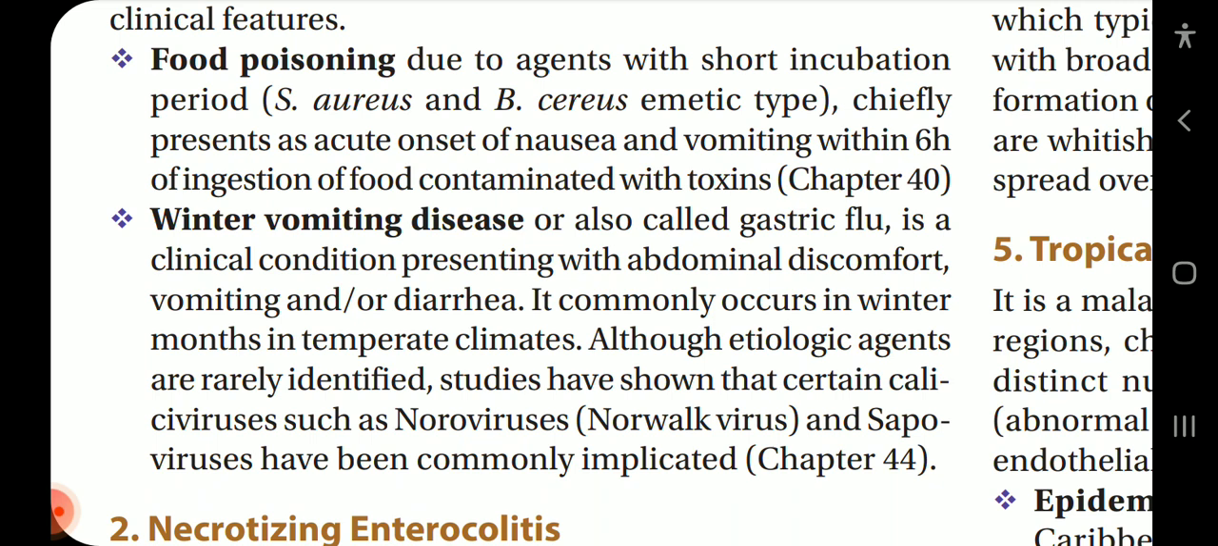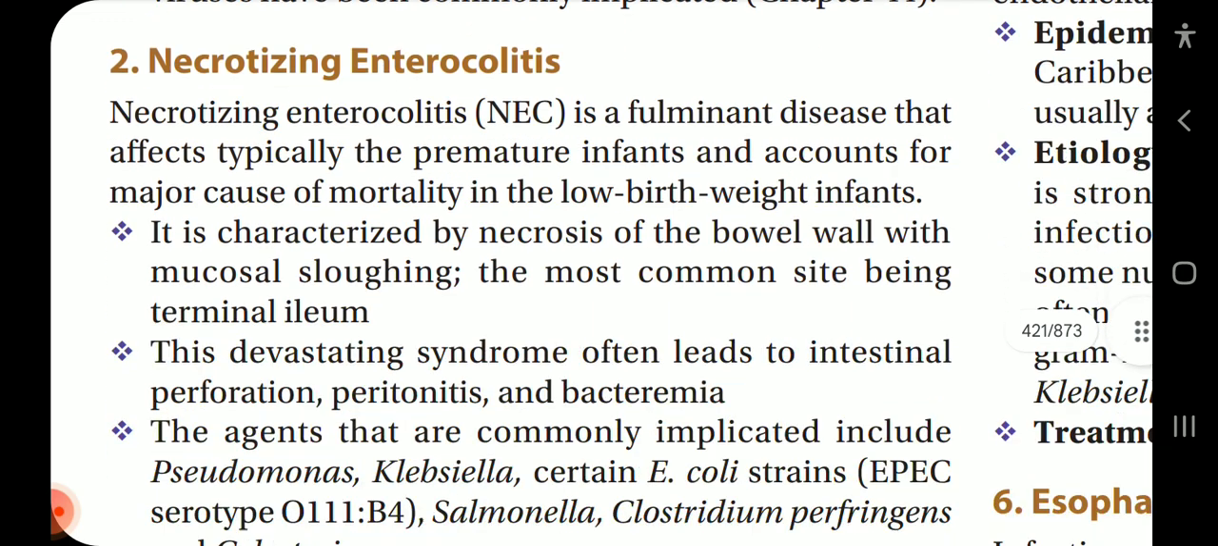Winter vomiting disease, also called gastric flu, is a clinical condition presenting with abdominal discomfort, vomiting, and/or diarrhea. It commonly occurs in winter months in temperate climates, although etiologic agents are rarely identified. Studies have shown that certain caliciviruses such as norovirus, Norwalk virus, and Sapovirus have been commonly implicated.